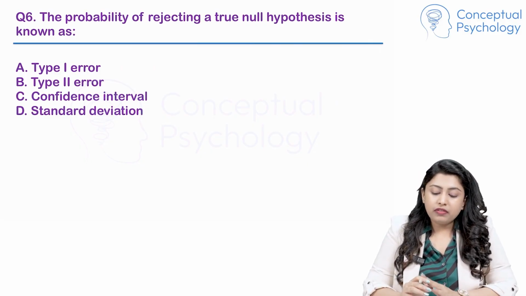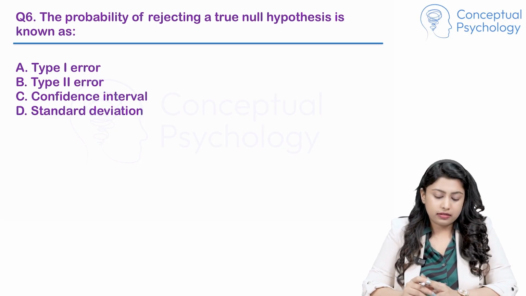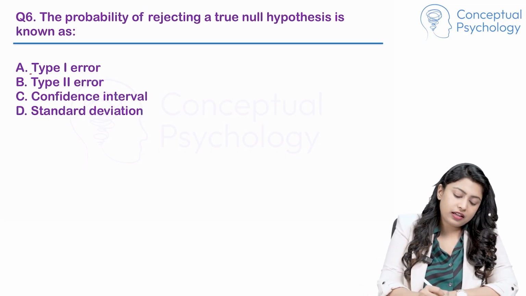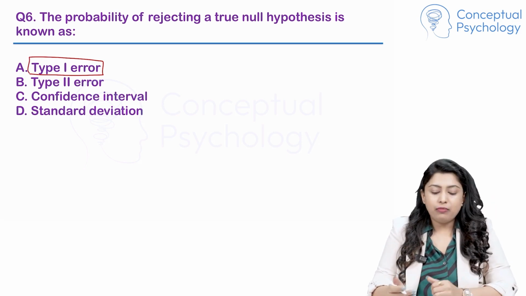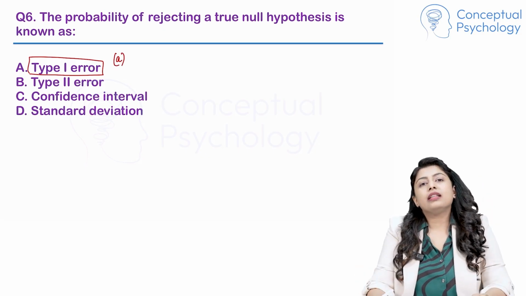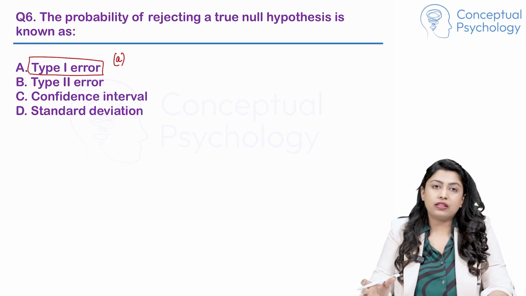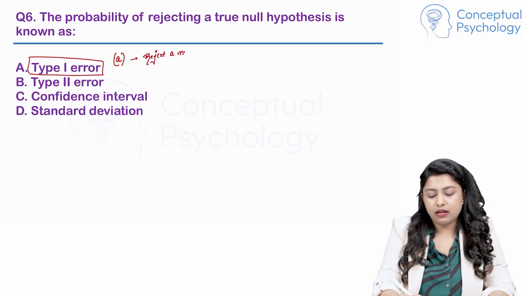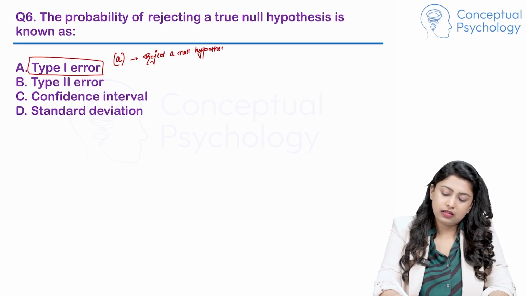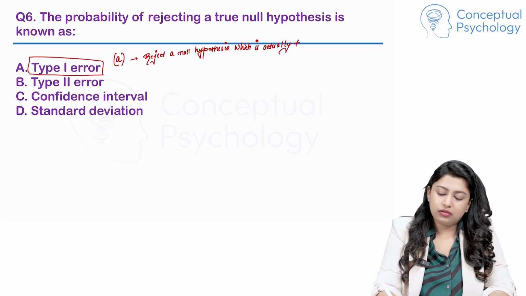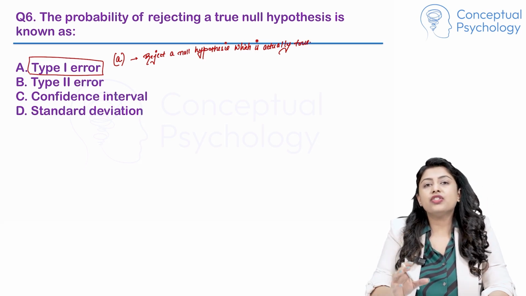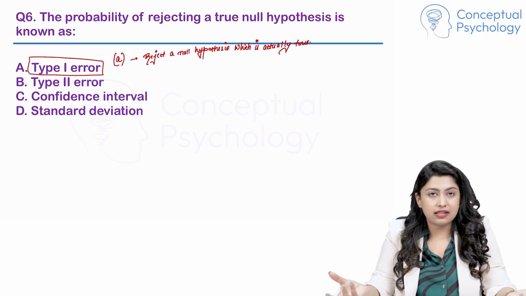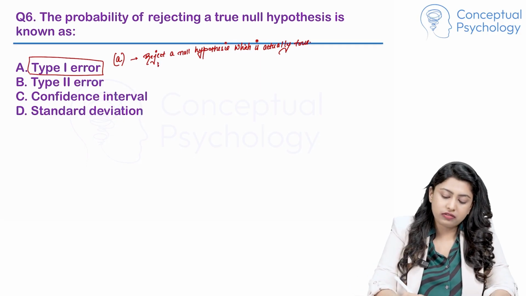Now, the probability of rejecting a true null hypothesis is known as type 1 error, type 2 error, confidence interval, or standard deviation. So the correct answer is A, type 1 error. So type 1 error occurs when researchers reject a null hypothesis that is actually true, right? When you reject a null hypothesis which is actually true. Alright, so essentially finding a significant effect when none exists. So this is also known as a false positive.